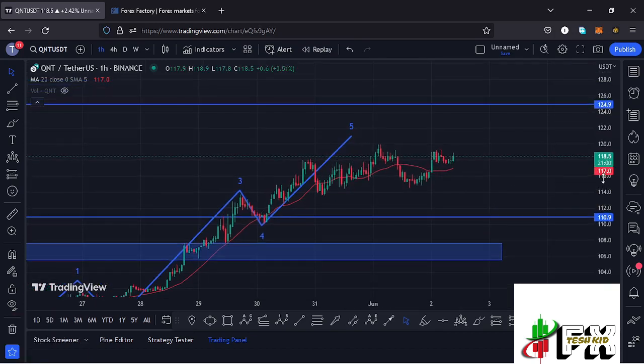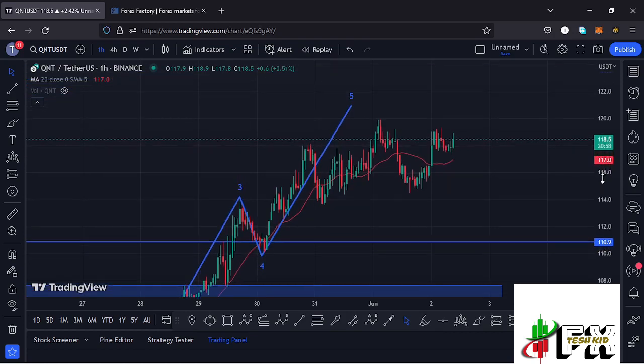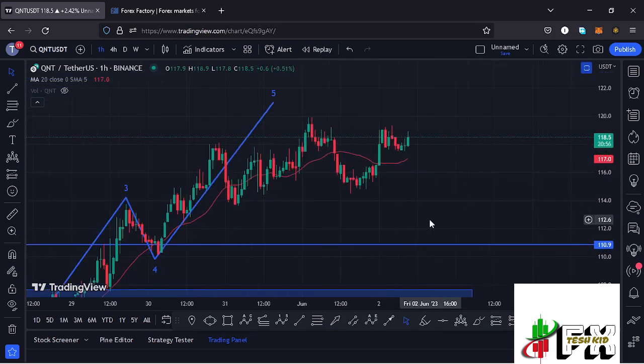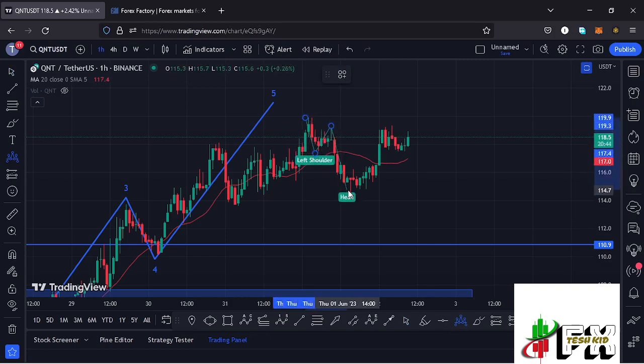And I want to start the video by first focusing on a chart pattern that has been in formation that could possibly give us a breakout to the upper side, where here on the 1 hour chart I can spot an inverse head and shoulders pattern. That is the left shoulder, then we saw the head giving us a low at around the $114.5 mark, then we saw the formation of the neckline at around the $119 mark, and then the right shoulder.